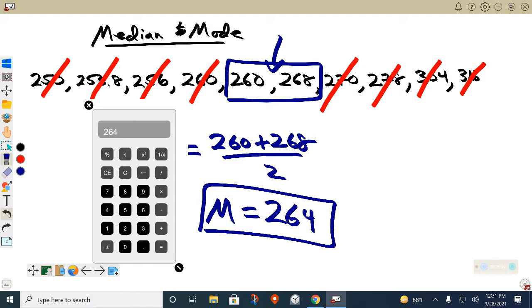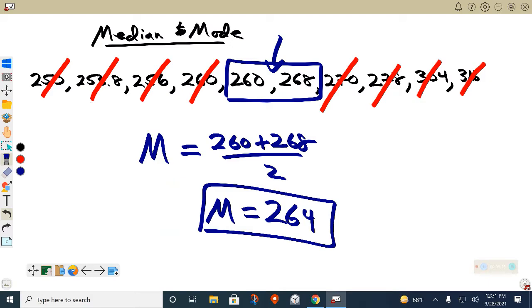So it's different than the mean. It's a different way of finding the center. So far, so good?